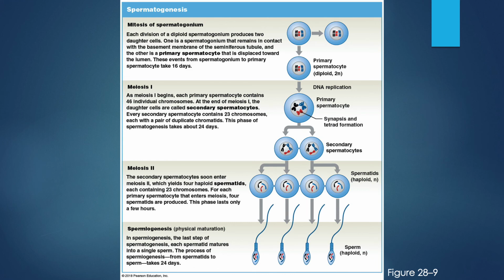Then next, we have meiosis 2, in which case the secondary spermatocytes will go into this process, and it results in 4 haploid spermatids. So because we had 2 diploid cells at the end of meiosis 1, they get divided into the 4 individual haploids. And then they are able to move forward into the process of spermiogenesis after only a few hours of being in meiosis 2. So spermiogenesis is really just the process of maturation of sperm. And so each spermatid will develop into a single sperm. And this takes about 24 days.